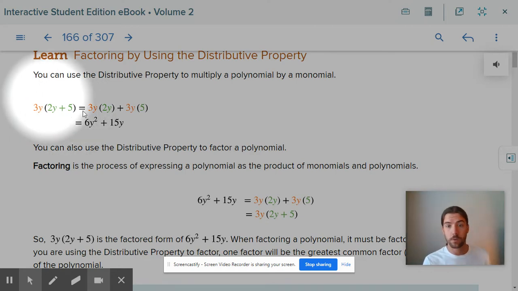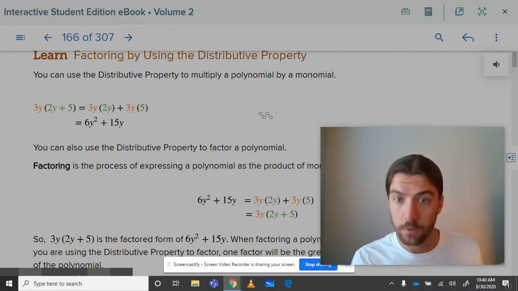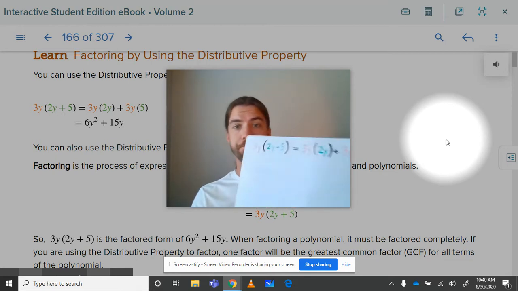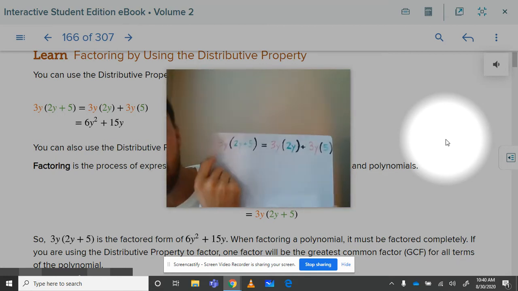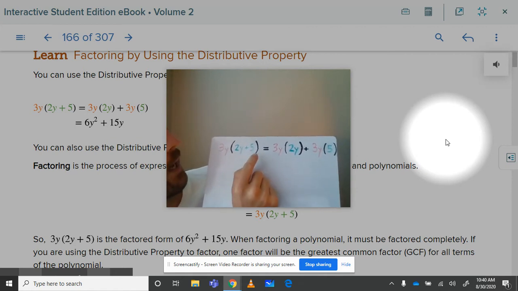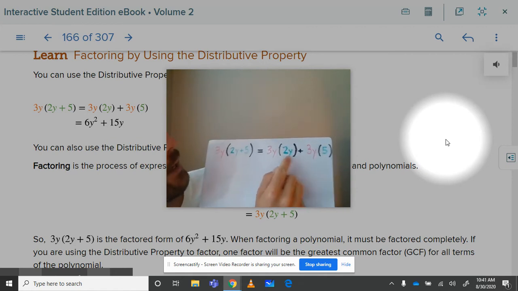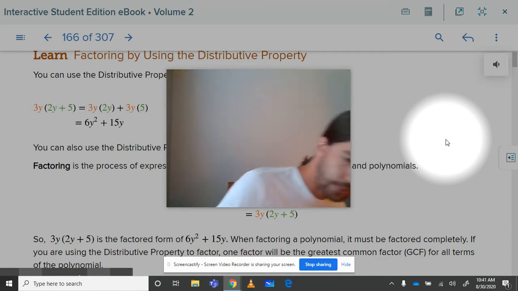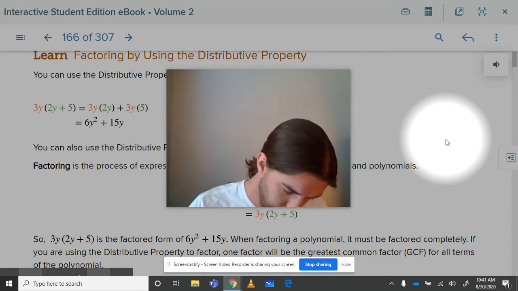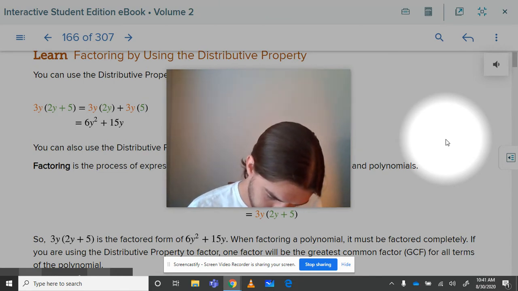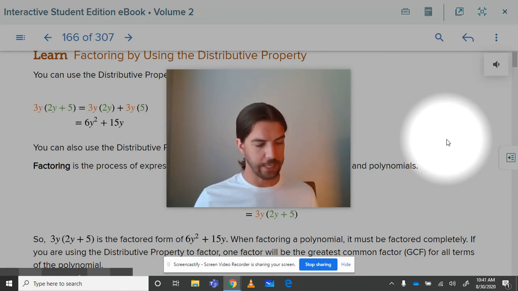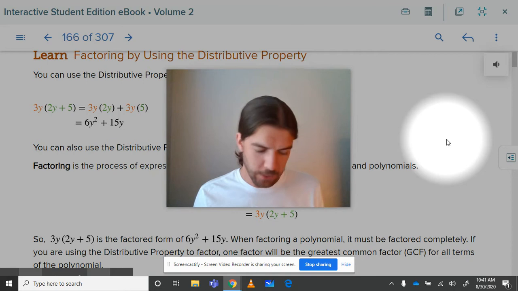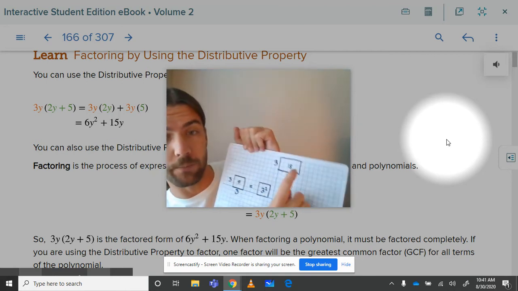Okay, so I'm going to open up this a little bigger so I can show you some things. If we have 3y times (2y plus 5), we have, in a sense, 3y times 2y and 3y times 5. Now, to get into how we can feel confident about that, I'm going to use what I like to call an area model, where we are showing areas on rectangular areas.